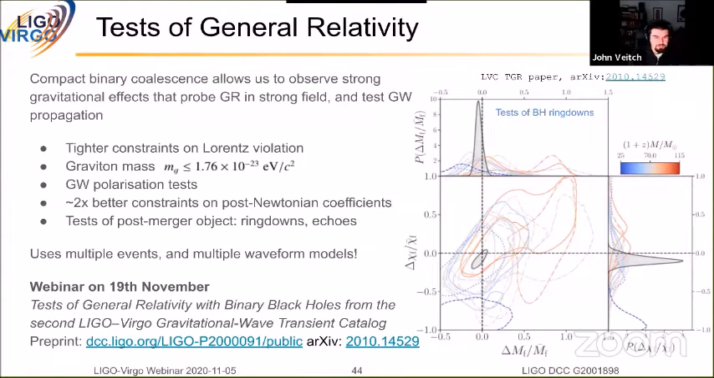There are several new things that we've been able to apply on this data set. We're looking at, for example, the properties of the post-merger object, and looking to see whether that is consistent with the masses of the objects that went into the merger, looking at the ring down of the black hole, and also testing for the presence of unexpected features such as echoes in the post-merger signal. So again, you can ask many more questions and hear a lot more detail about this in 2 weeks' time at the third webinar.